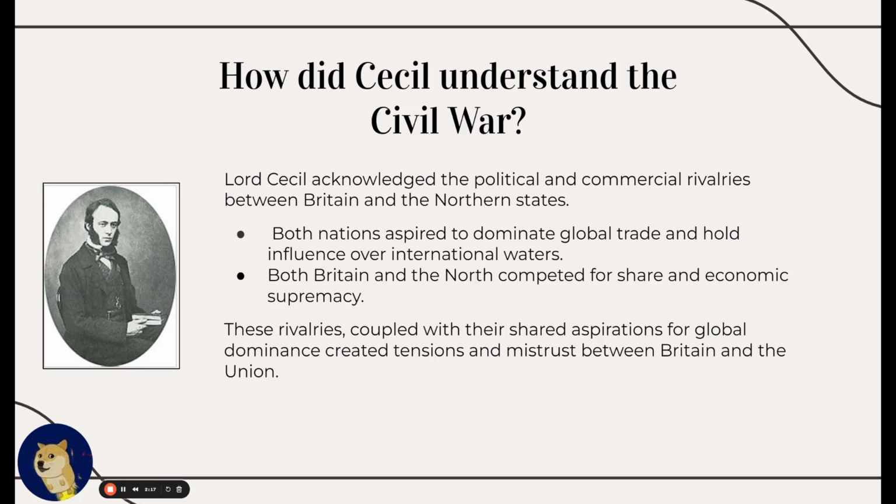Lord Cecil recognized the political and commercial competitions between Britain and Northern states during the American Civil War. Both entities sought to control global trade routes and exert influence over the international waters. They competed for economic dominance and market share. These rivalries, along with their mutual ambitions for global supremacy, led to tensions and distrust between Britain and the Union.